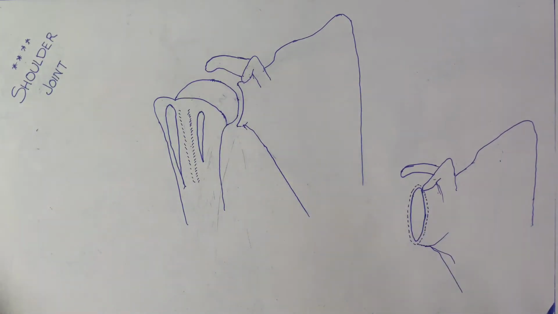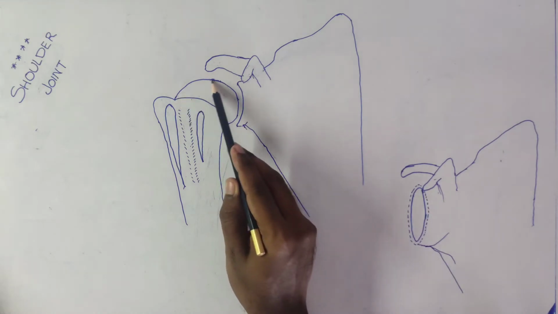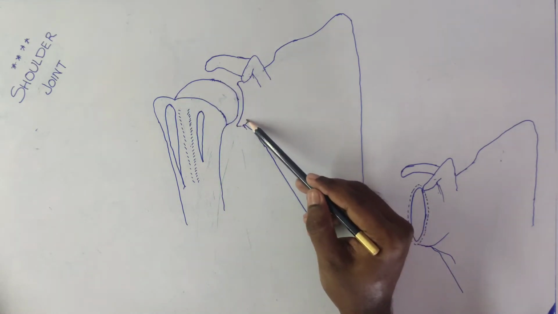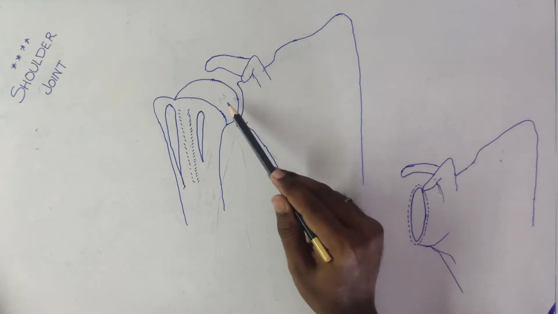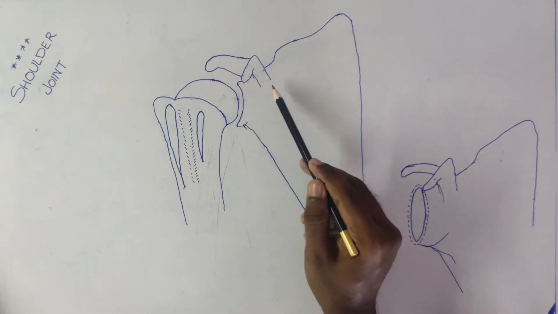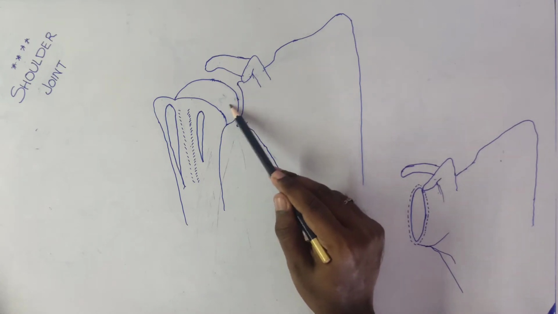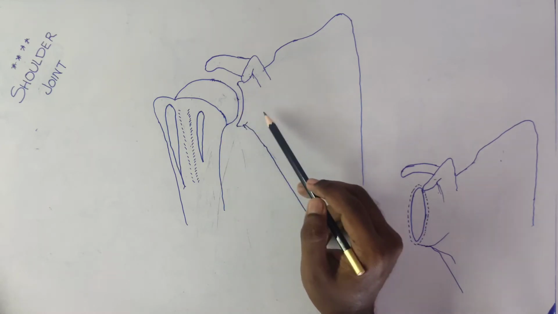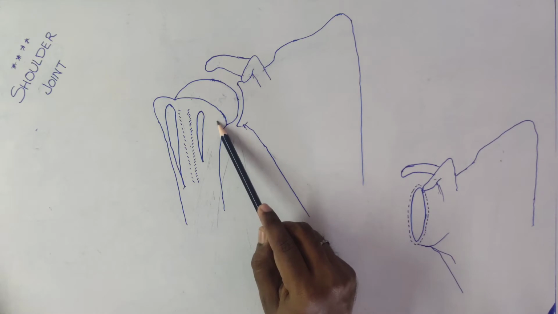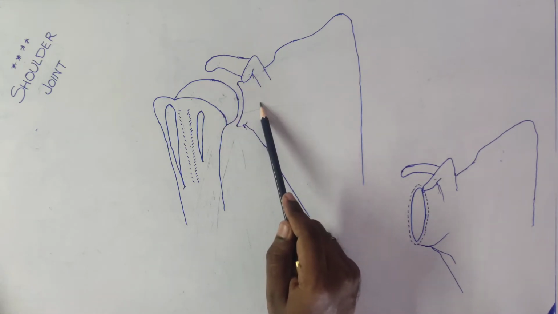Next we go to the articular surfaces. We have two articular surfaces: one from the humerus and one from the scapula. The head of the humerus articulates with the glenoid cavity of the scapula to form the shoulder joint. It is also called the glenohumeral articulation.